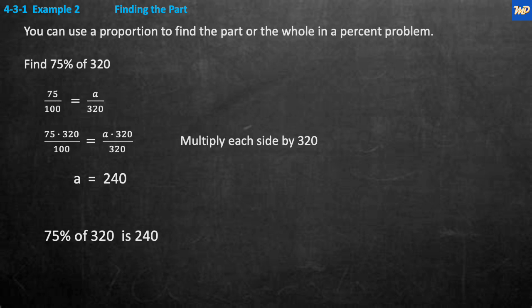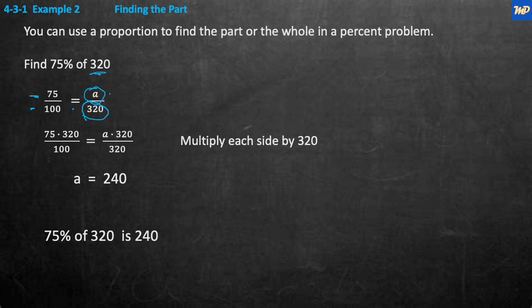So we're going to write it down. 75%, so percentage is always some number over 100. So in this case, it's 75 over 100 is equal to A over 320. The 320 is the whole. We're not finding the whole. They've given us the whole, the 320. Find 75% of 320, of the whole number. So the 320 here is the whole number. And in this case, A is that part that we're looking for.